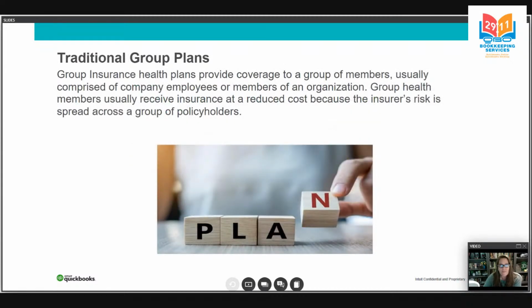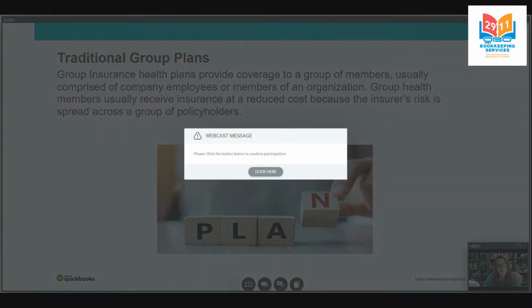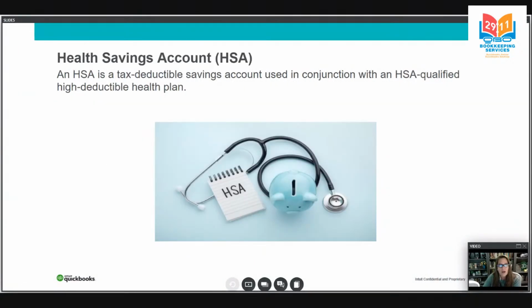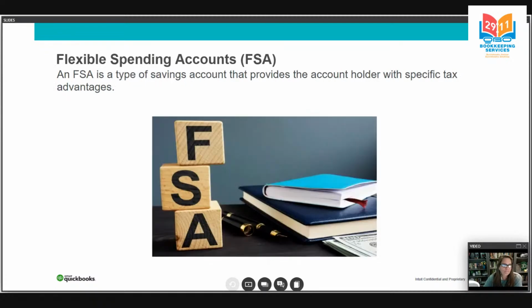Traditional group plans provide coverage to a group of members. They usually receive insurance at a reduced cost because the risk is spread across a group of policy holders. Health savings account, this is a tax deductible savings account used with an HSA qualified high deductible health plan. So if you have a higher deductible, you want to maybe start socking money away so that you can cover those deductibles, or your employees can. We have flexible spending accounts. This is a type of savings account that provides the account holder with specific tax advantages.